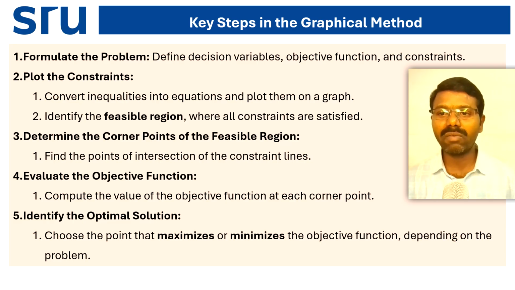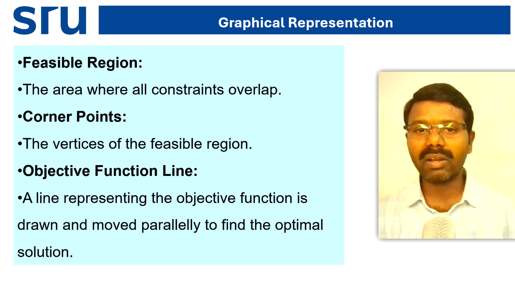Let us take one problem and see all these key steps in solving the LPP using a graphical method. Let us see the graphical representations. The area where all constraints overlap is called the feasible region, and corner points are the vertices of the feasible region. A line representing the objective function is drawn and moved parallelly to find the optimal solution.